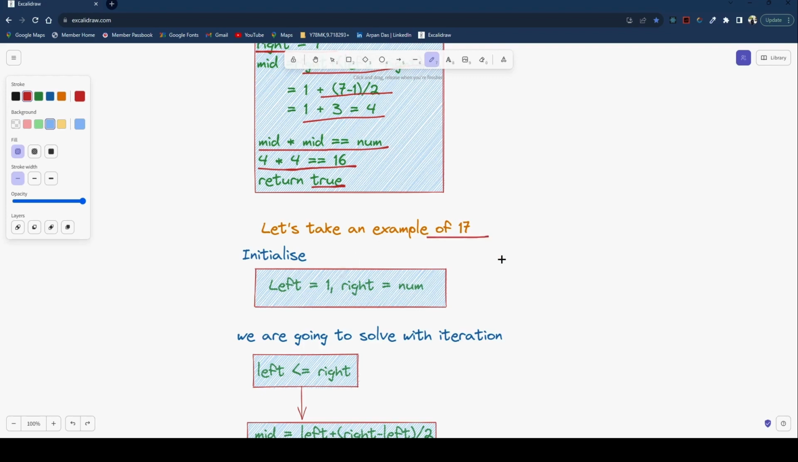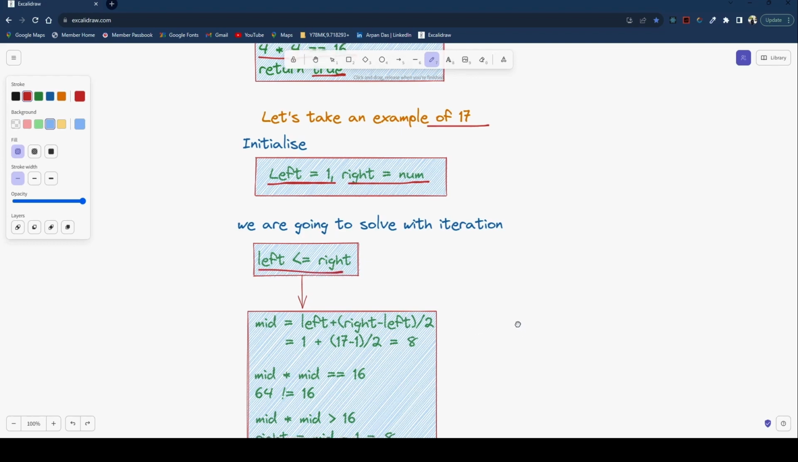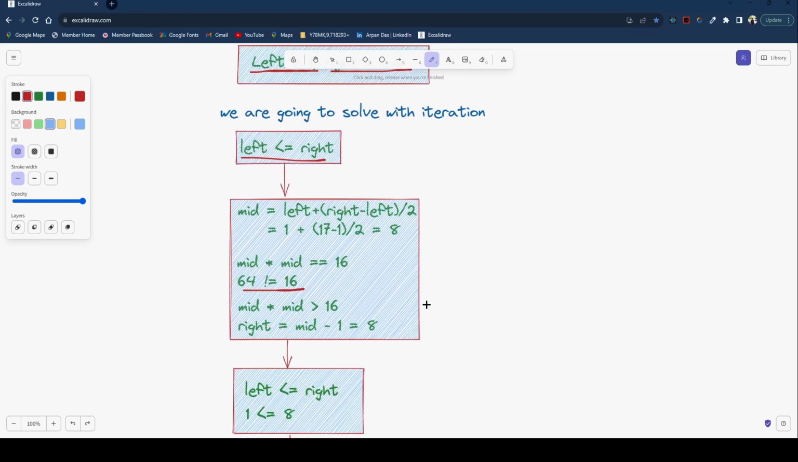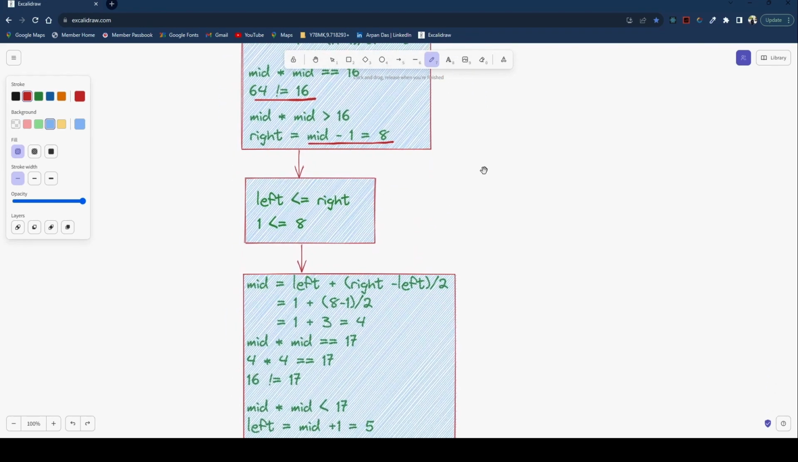Let's take an example of 17. We take a new example of 17 where we have to check whether the number is a perfect square or not. Initialize left equal 1, right equal num. We are going to solve this with the same condition, left smaller or equal to right. We calculate the mid, which will be 8. Mid into mid is 64, which is not equal to 17. The square of mid is greater than 17. Then we have to check in the left part of the mid, so right equals mid minus 1, equal to 7. Left is smaller or equal to right.